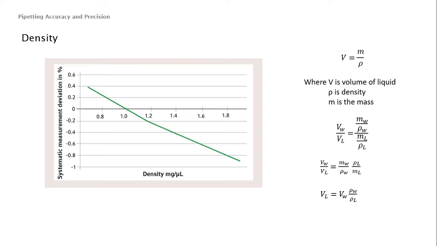From this formula, we can now relate it to the table on the left side. If the density of the new liquid is higher than the density of water, what we get is that the volume of the liquid we aspirated is lesser than the volume of the water.